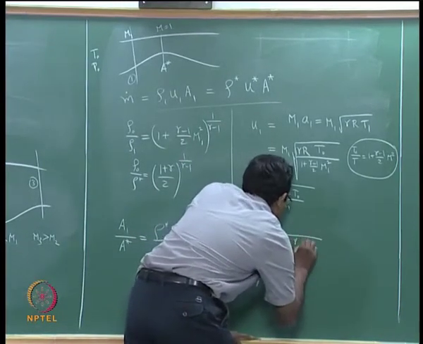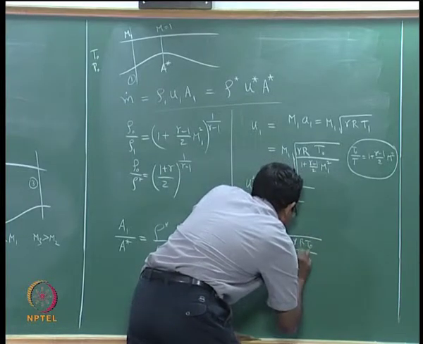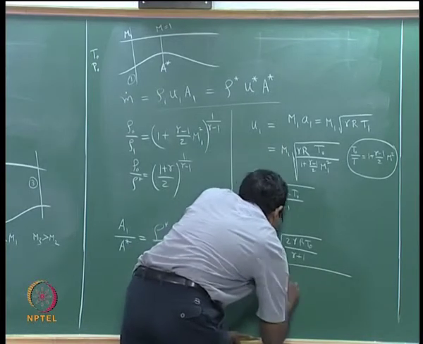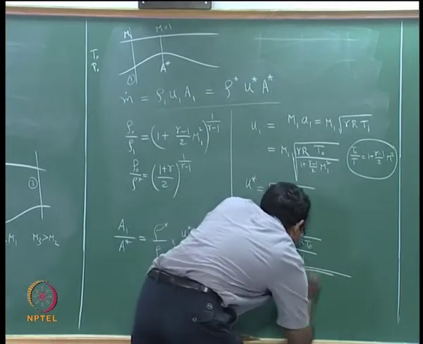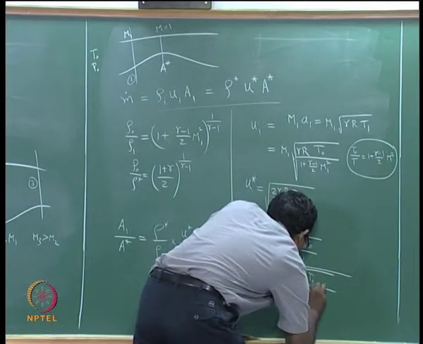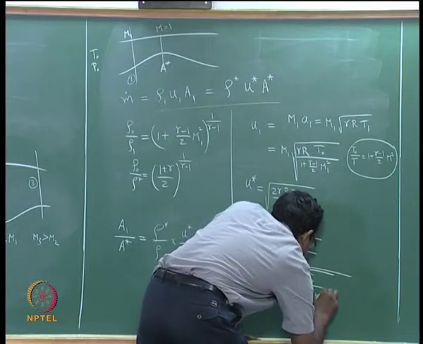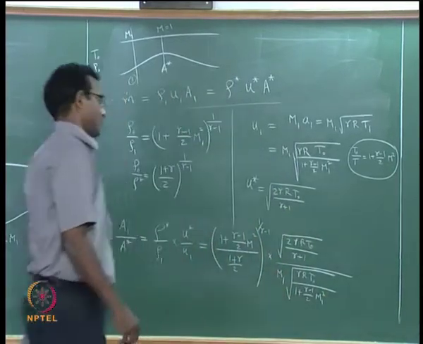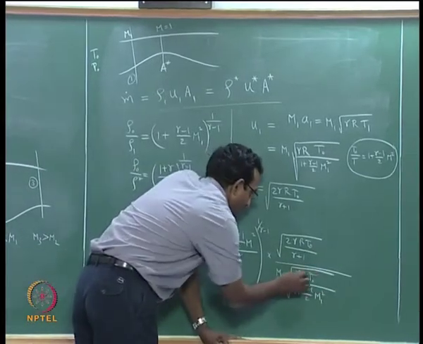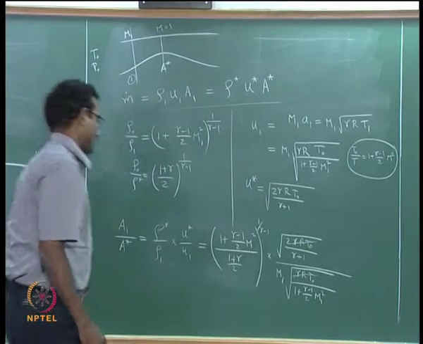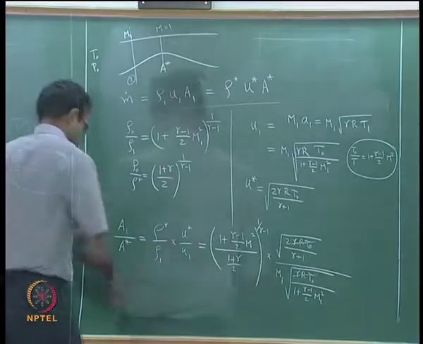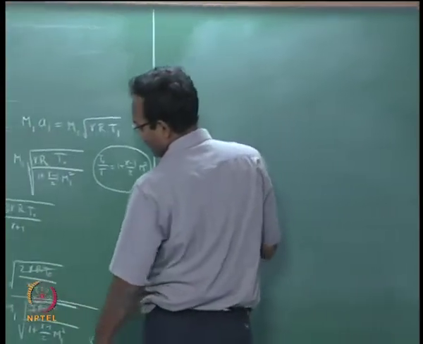Square root of 2 gamma R T naught by gamma plus 1, divided by M1 square root of gamma R T naught by 1 plus gamma minus 1 by 2 M1 square. This is what I have. Now of course I can directly cancel gamma R T naught, gamma R T naught. Okay, I am going to get something like this. Now I just have to simplify this whole thing.